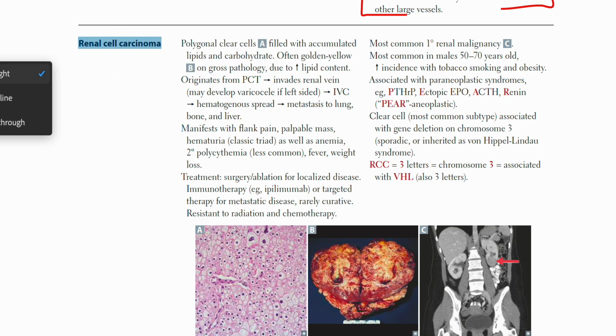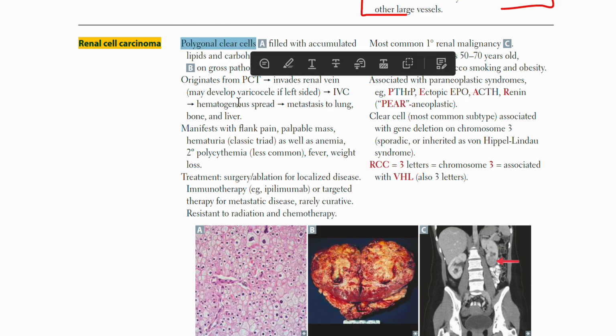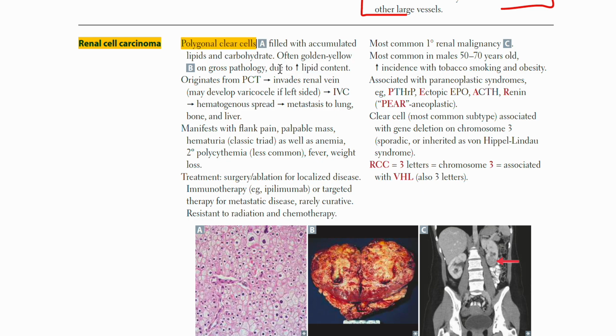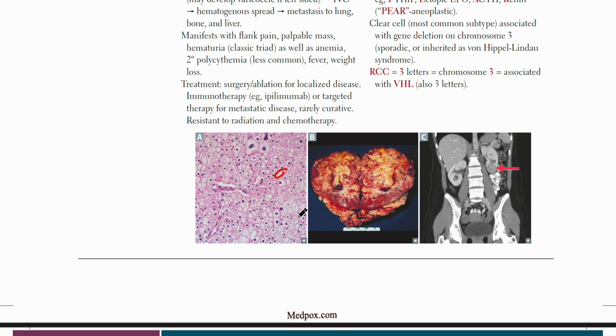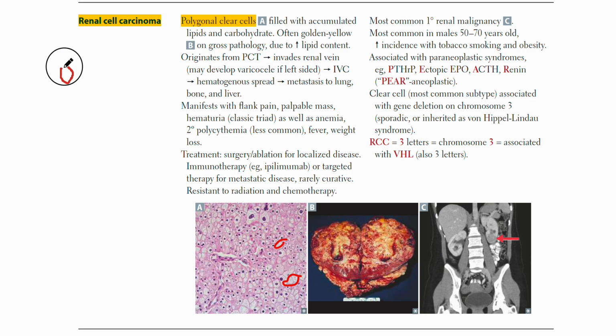So what is actually renal cell carcinoma? Renal cell carcinoma has polygonal clear cells, as you can see in the figure right here. These polygonal clear cells are typical features of renal cell carcinoma. These cells deposit glycogen, which leads to an increase in the cytoplasmic content of the cell, and thus they are clear in appearance in histology on H&E stain, right? They are usually filled with accumulated lipids and carbohydrate, obviously glycogen.